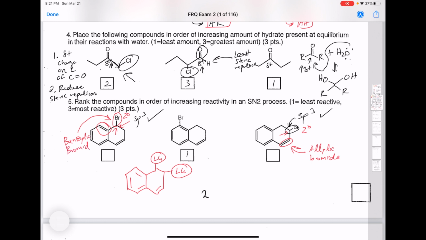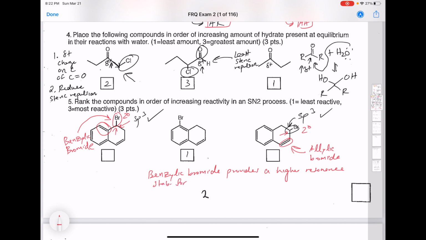And for an SN2 reaction, if you're able to stabilize the transition state, the more you stabilize it, the higher the rate of the reaction. And here, it turns out that the benzylic bromide provides a higher resonance stabilization for the SN2 transition state, in comparison to the allylic bromide.